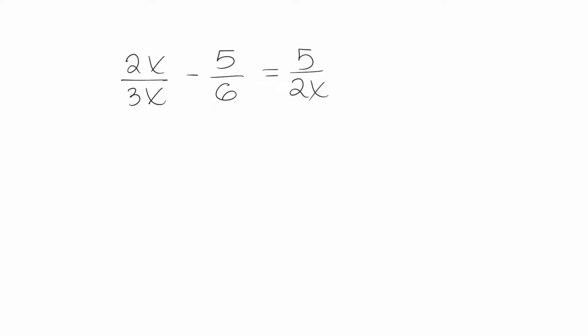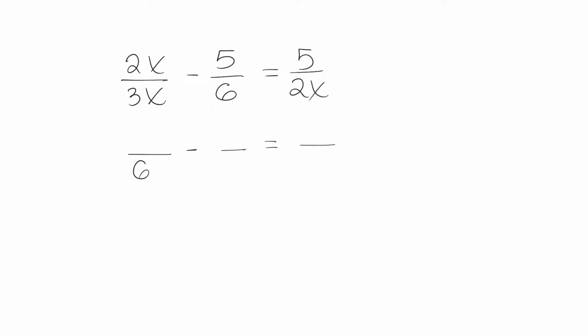Let's try another one that's a little more complex. Let's say we have 2x over 3x minus 5/6 equals 5 over 2x. I do not have common denominators here. I have a 3x, a 6, and a 2x. So the first thing we have to do is find our common denominators. So I'm going to set up my problem. What number is common? What's the common multiple of 3, 6, and 2? The answer is definitely 6.